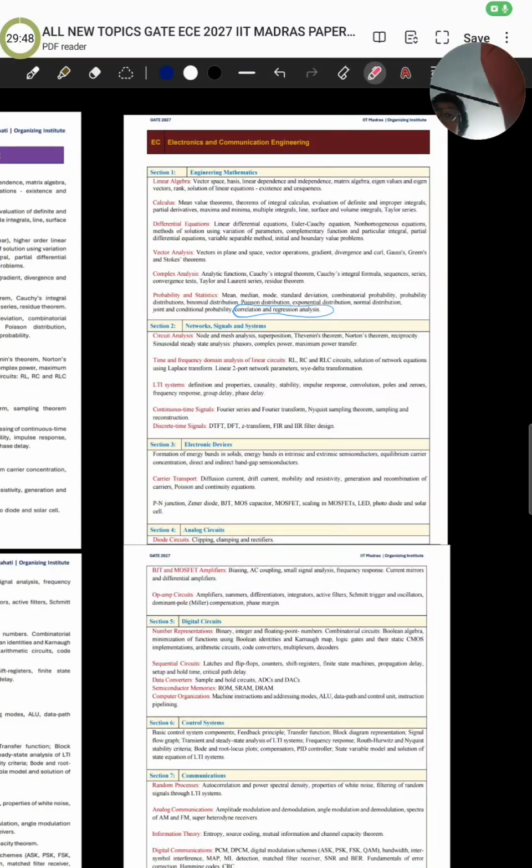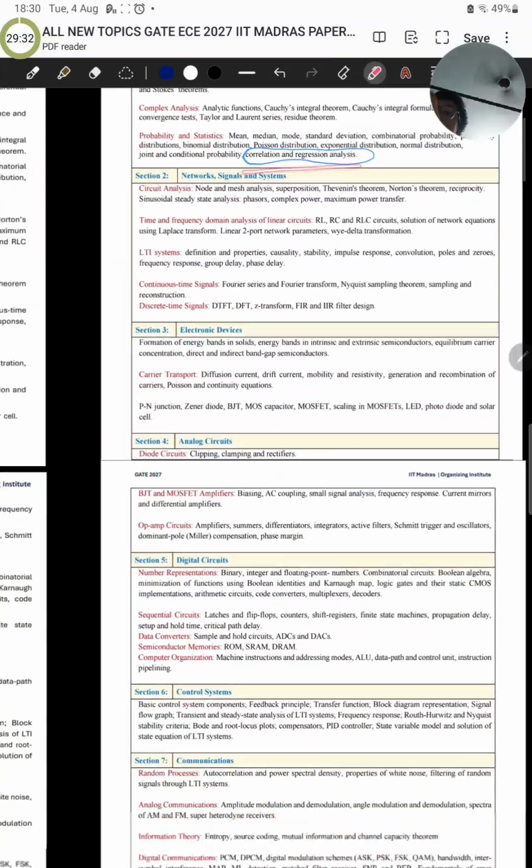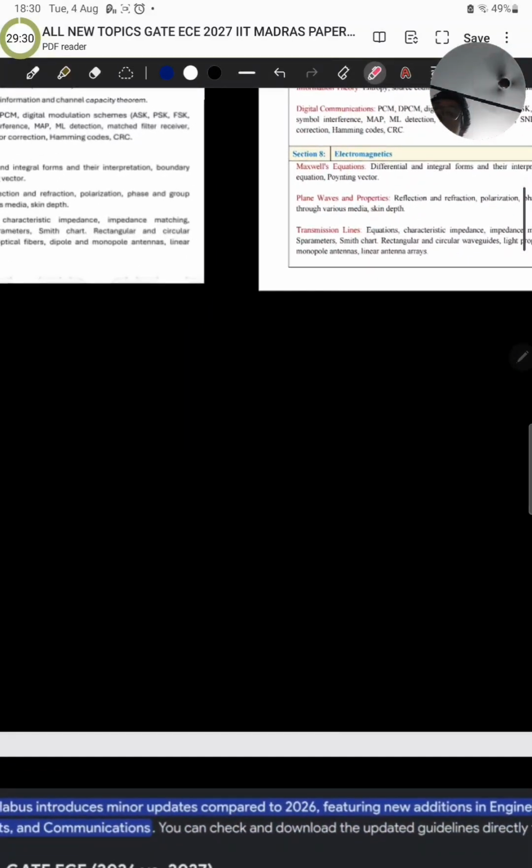So today we are going to see the newly added GATE topic, that is correlation and regression analysis, in the mathematics section. So we'll get some idea on that.